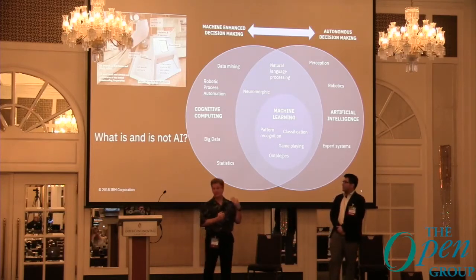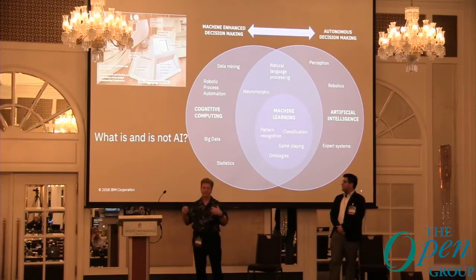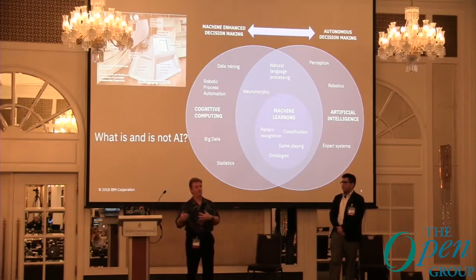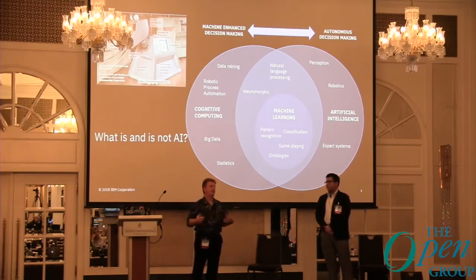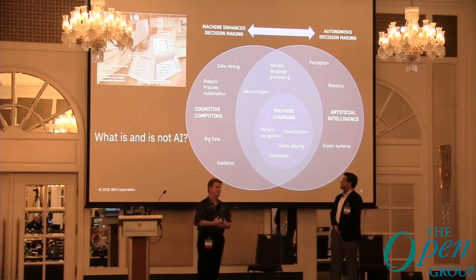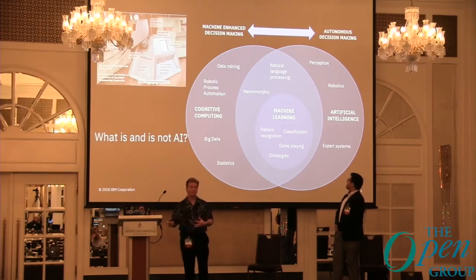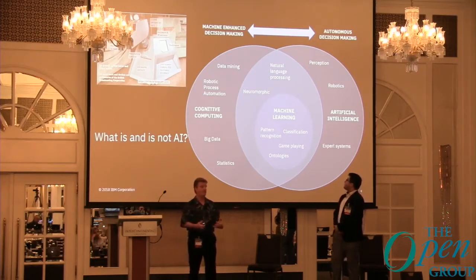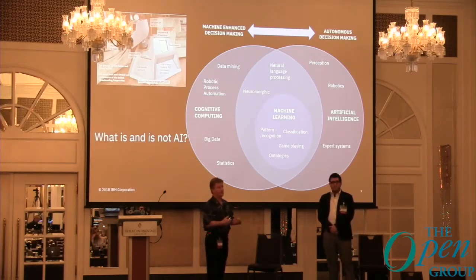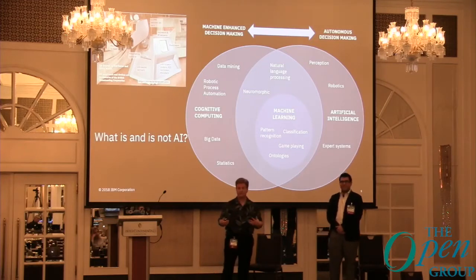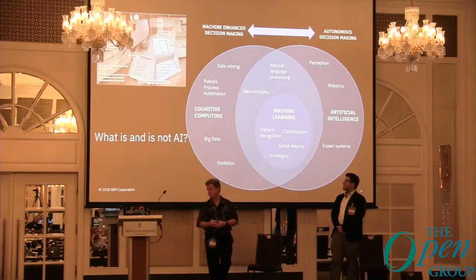So the diagram in back of me shows essentially the difference between cognitive, machine learning, and AI. AI is a convergence set of technologies. Cognitive computing is prescriptive analytics, essentially, and machine learning are those algorithms like neural nets that actually allow you to identify patterns, visualization, for example.